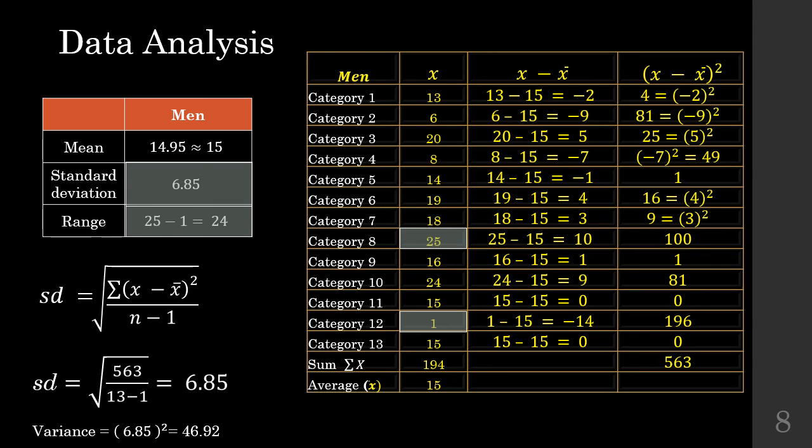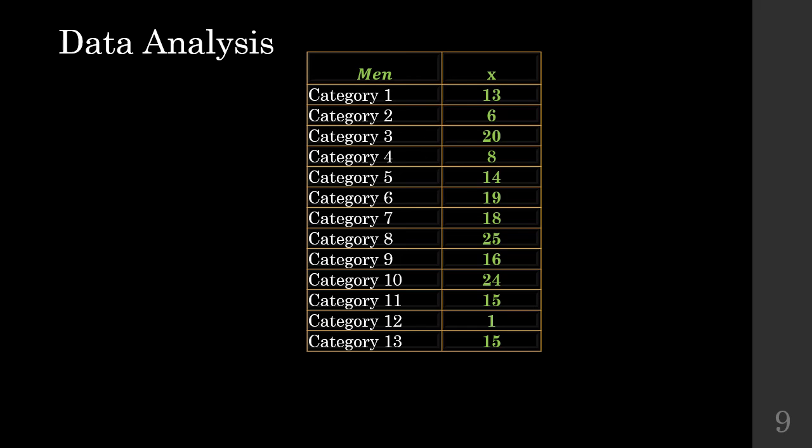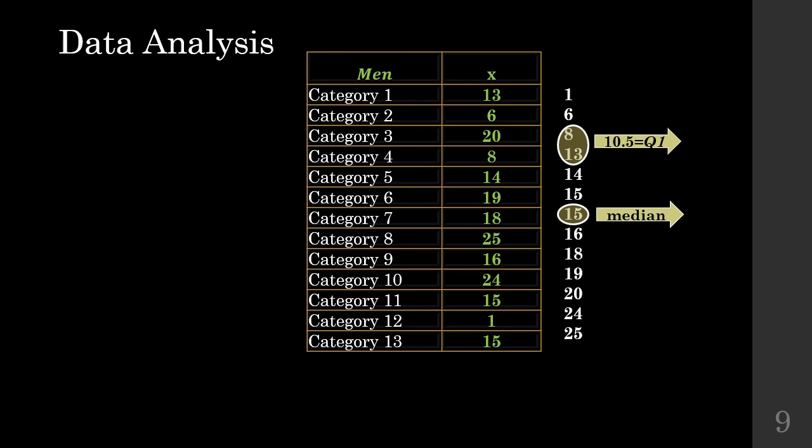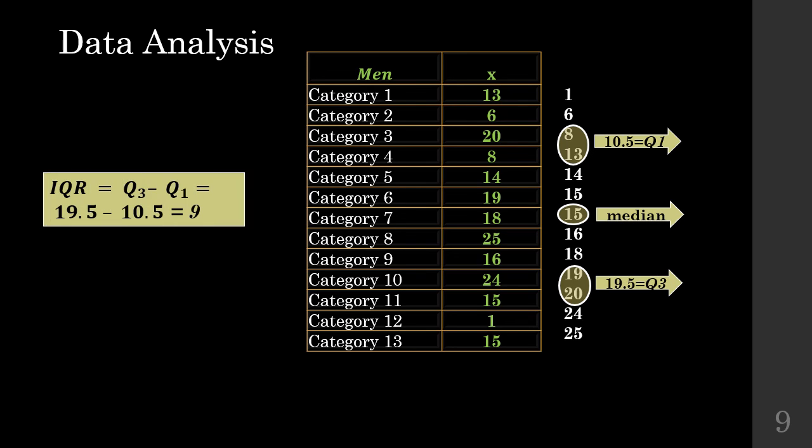Now for the interquartile range, we need to arrange the data in ascending order. So we have 13 numbers. We need to find the median. So the median is the middle number since we have an odd number of data. Now the first quartile is the median of the first part. And the third quartile is the median of the second part. Therefore, the interquartile range is 9.